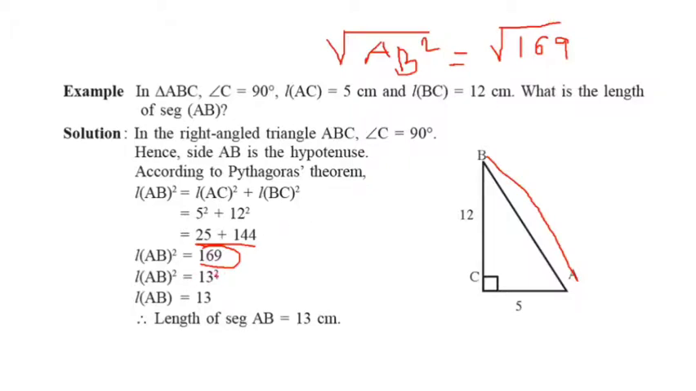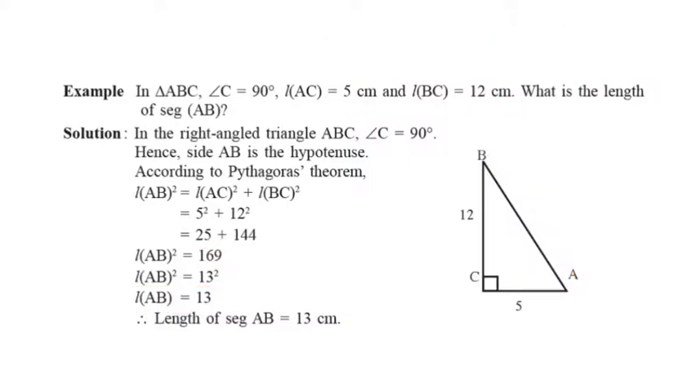13's square is 169. So therefore, length of AB is equal to 13. So our final answer is AB is equal to 13 centimeter. Why have we taken here centimeter? Since we are taking this in centimeter and this is also in centimeter, so our final answer will also be in centimeters only. Let's solve another example now.